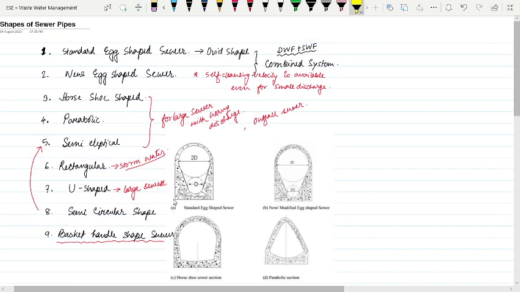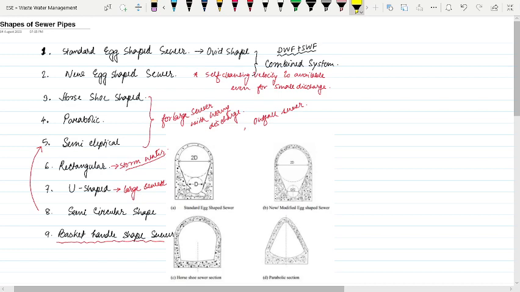Okay, so these sewers generally have different perimeters with respect to their cross-sectional area. That is why we consider various kinds of flow. If we consider flow for a combined sewer, then we generally use standard egg-shaped and new egg-shaped pipes. Why do we use these? Because in a combined system, the variation of flow is higher. When the discharge is low, only DWF will flow.